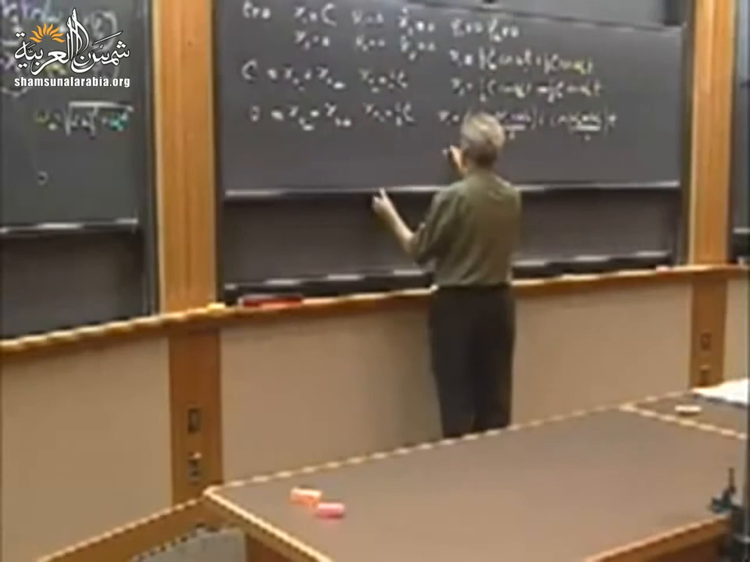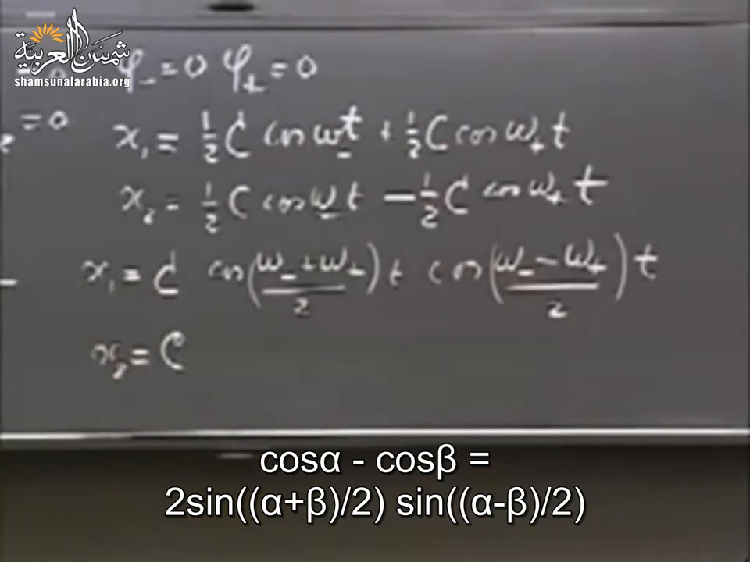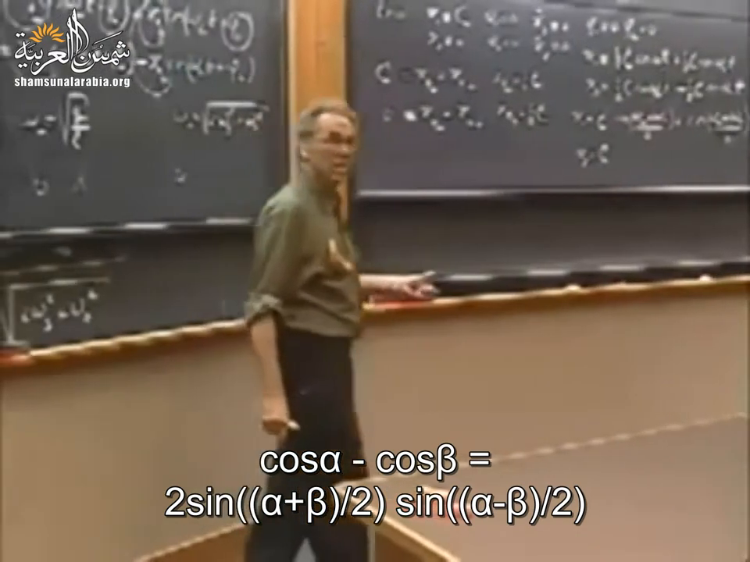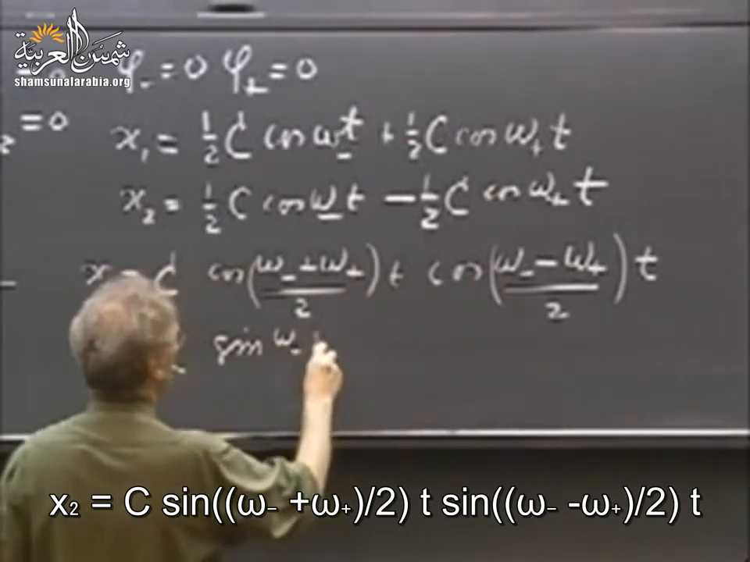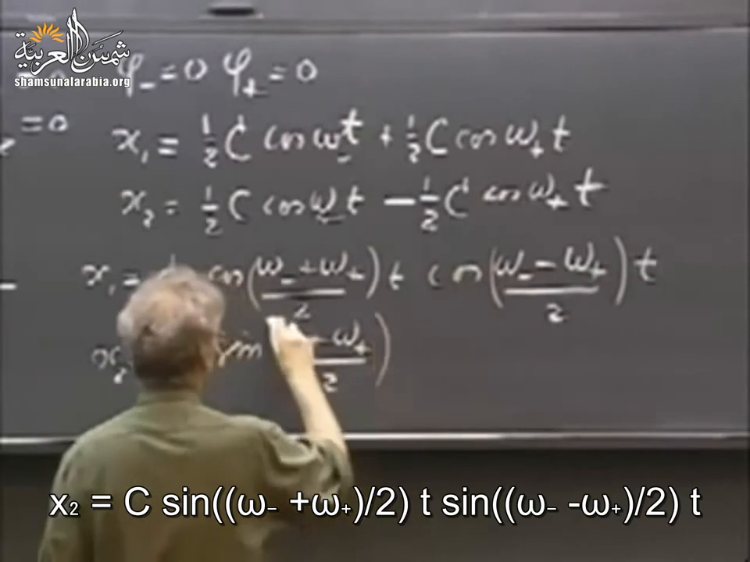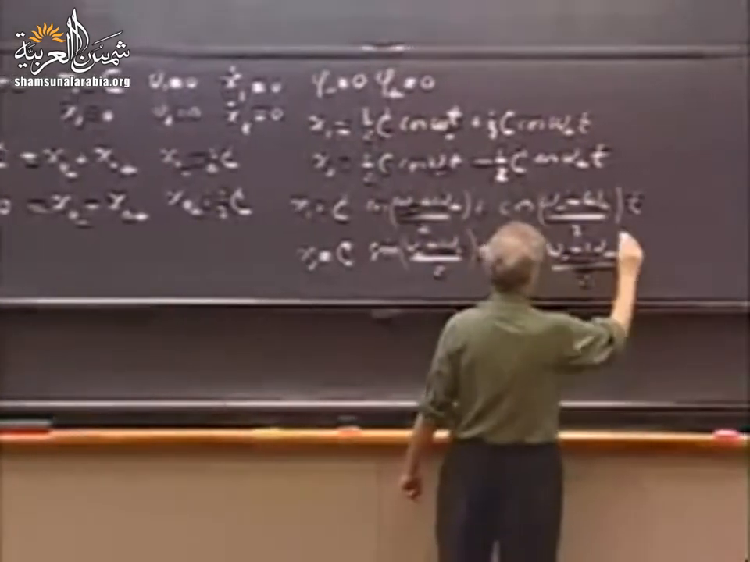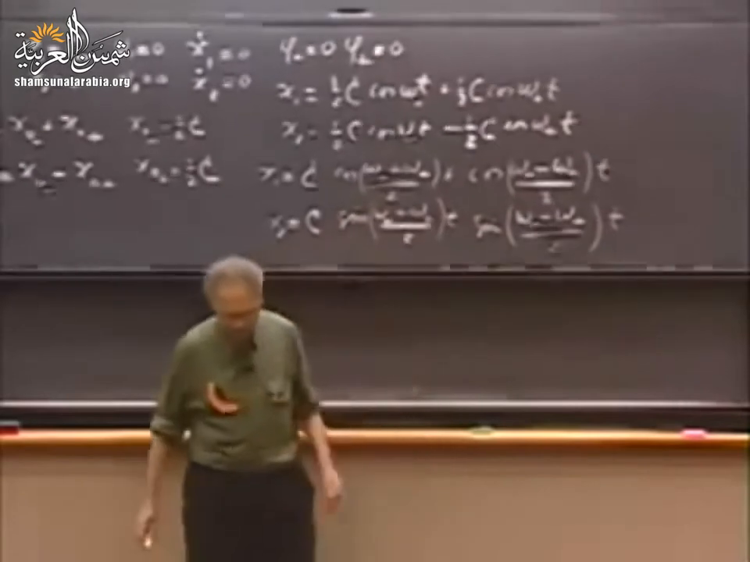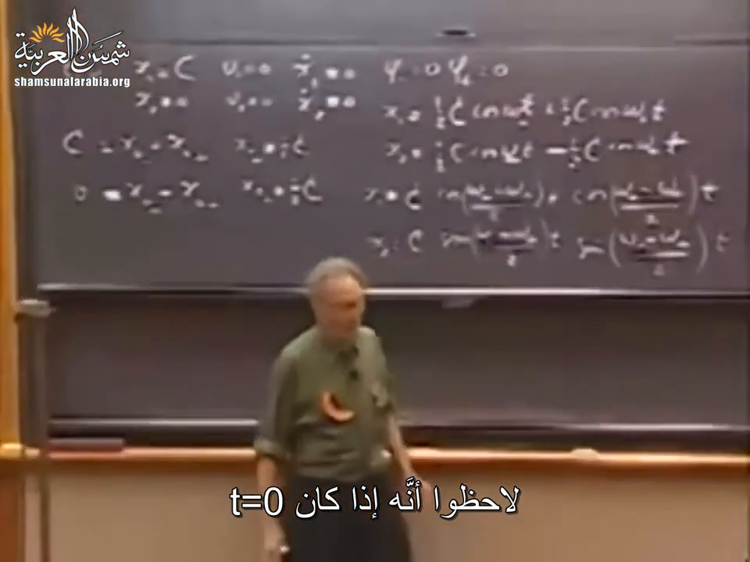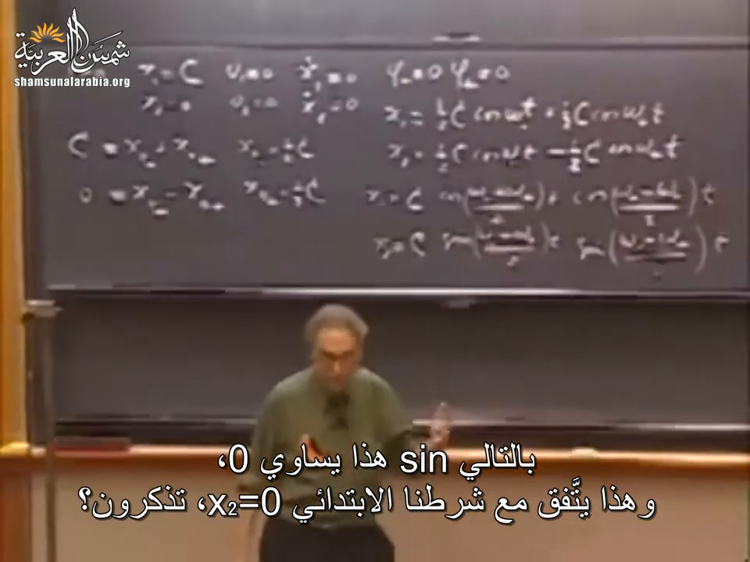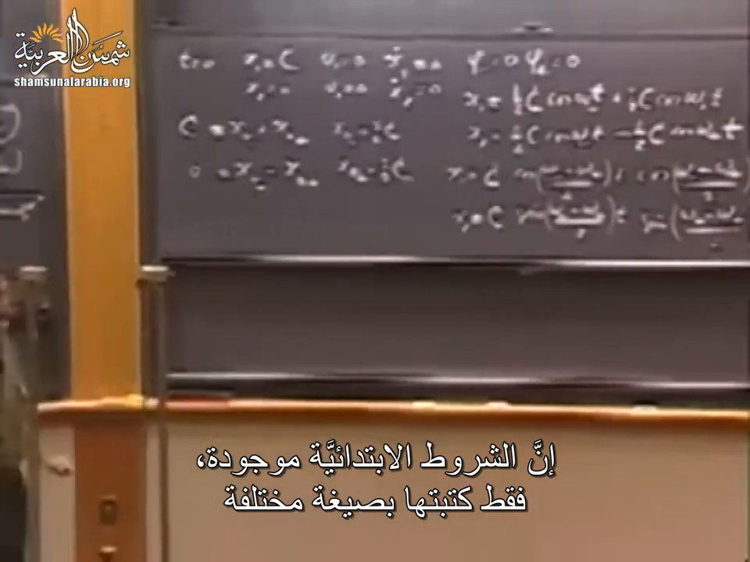And x2 as a function of time. I now have the cosine of alpha minus the cosine of beta. That is twice the sine of half the sum times the sine of half the difference. So now I get here the sine of (omega minus plus omega plus) divided by 2 times t, times the sine of (omega minus minus omega plus) divided by 2 times t. Notice when t is 0 that the sine of this one is 0, consistent with our initial conditions, x2 was 0, remember? It's all there. The initial conditions are all there, just written in a different form.